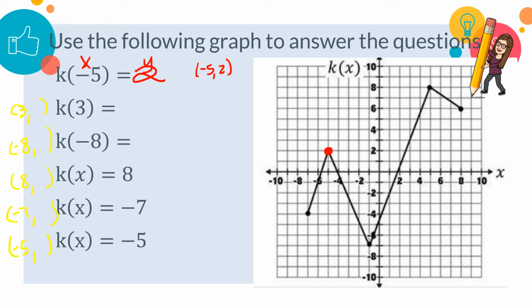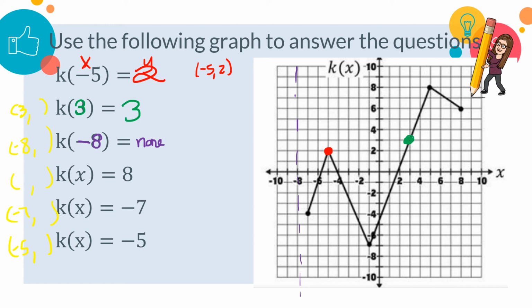All right, let's use some colors. When x is 3, I see I exist right here. Then my y value is 3. Let's look at the next one. When x is negative 8, wait a second, there's no graph. So guess what? I don't exist there. I'm open. You could say none. You could say doesn't exist. You could say undefined. There's nothing that exists there.